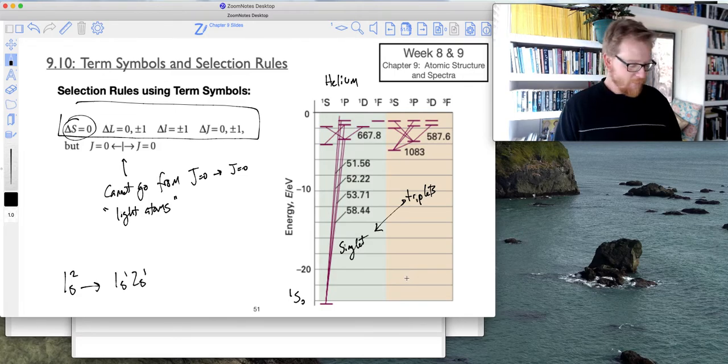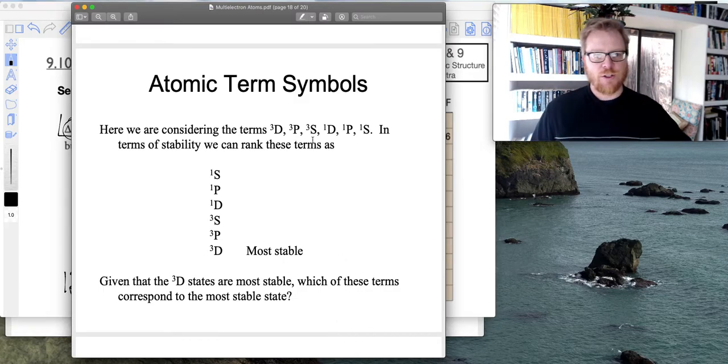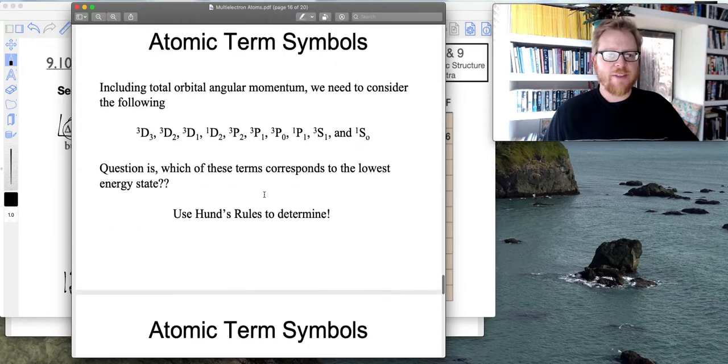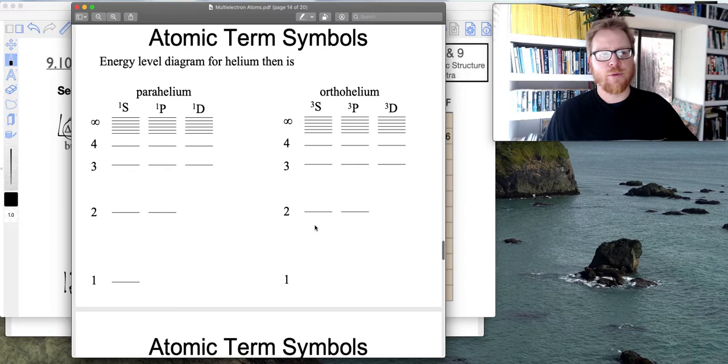Okay? So let's see. I'm just going to see if there's anything else to go through. This is a really handy guide. I think they also show us here. Yes, so they described what I was going through. Parahelium, as it turns out, because you get different magnetic states of helium because of the electron configuration. So parahelium corresponds to the singlet, orthohelium corresponds to the triplet.